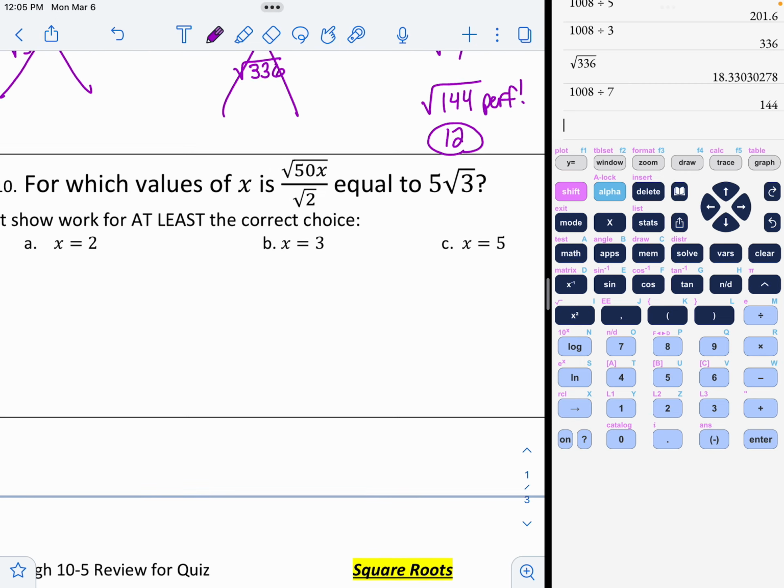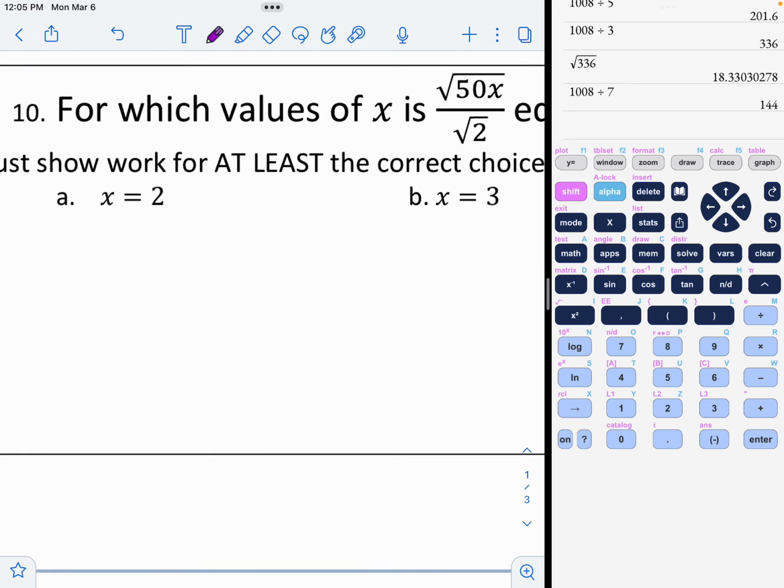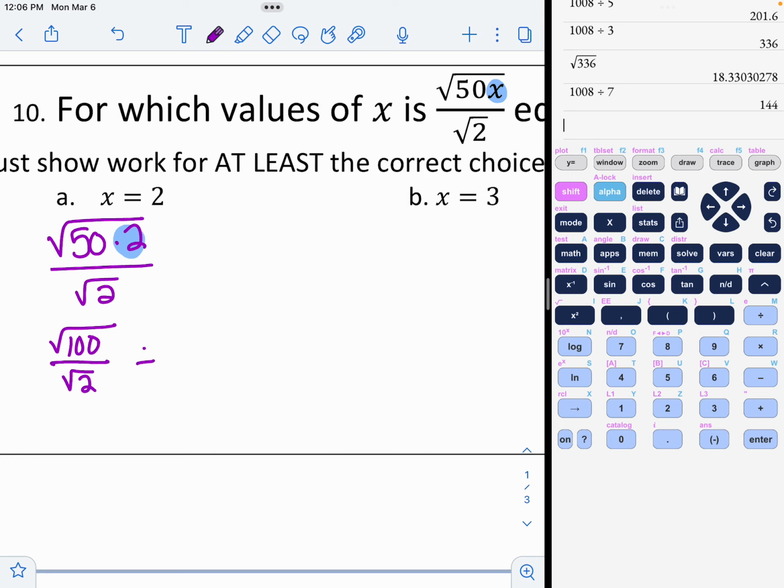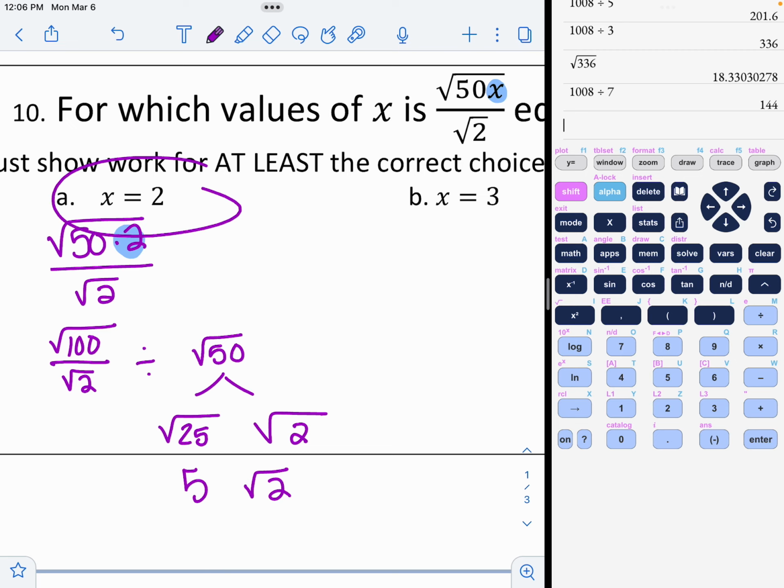numbers in for x. So the first one we'll do, we'll plug in 2. Okay, so I'm going to do square root of 50 times 2 over square root of 2. Now I'm plugging in for the x right there. That's why I put the 2 where I did. So that's 1 square root of 100 over the square root of 2, which when I divide, I get the square root of 50. Then I use my list to break it apart. That's going to be 25 with a 2, which is 5 square roots of 2. Boom. Option A is my answer.